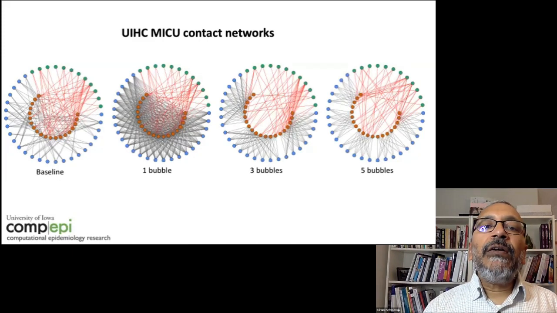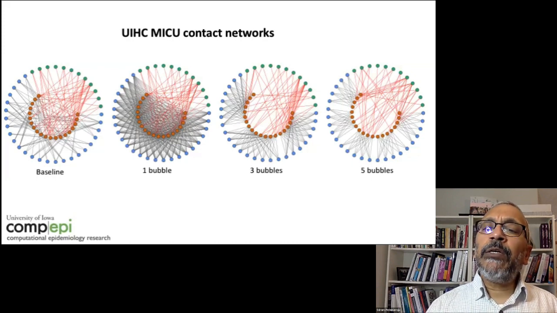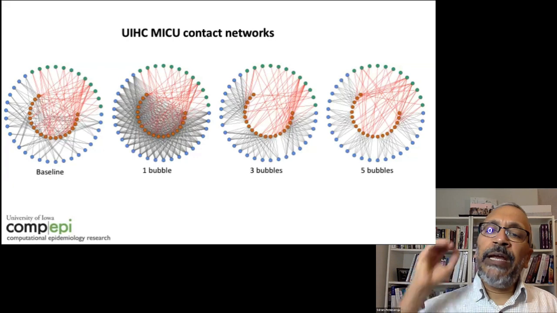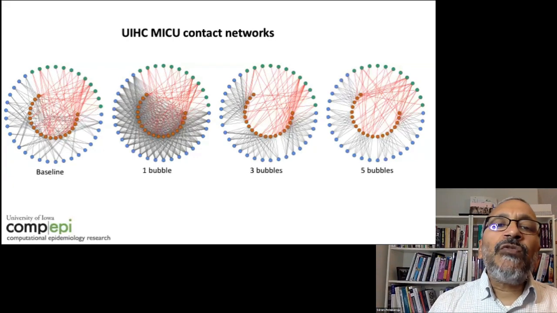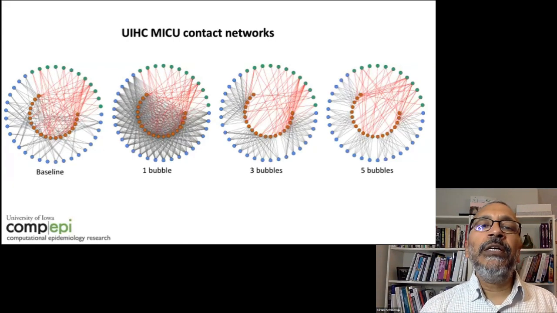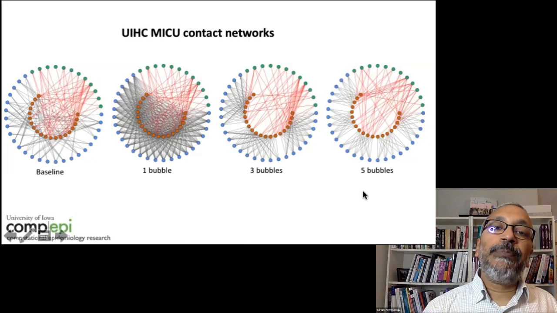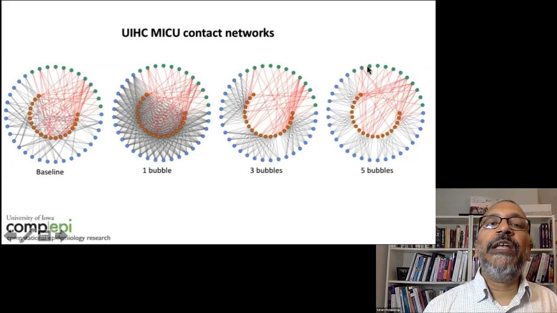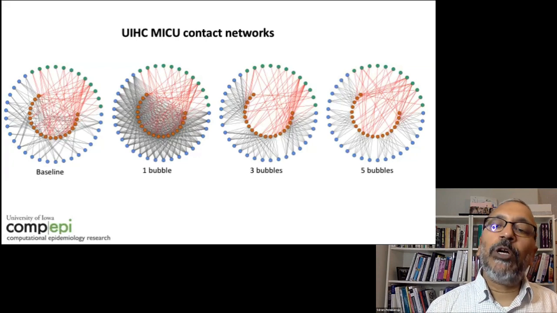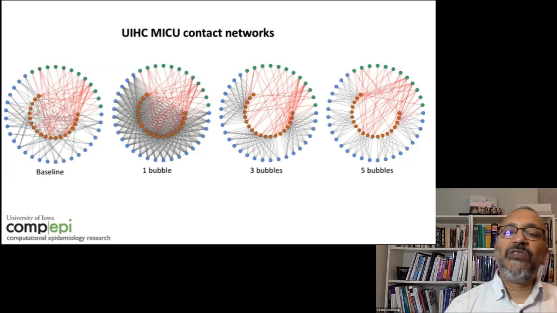If you compare the figure on the right with the leftmost figure, you can clearly see the effects of bubble clustering into 5 bubbles. The figures are a bit misleading because they don't quite convey time durations. The edges from nurses, the blue nodes, to the orange nodes are quite heavy because nurses spend a lot of time caring for patients relative to physicians. So the red edges are quite light, but that's not shown in this figure. Okay.